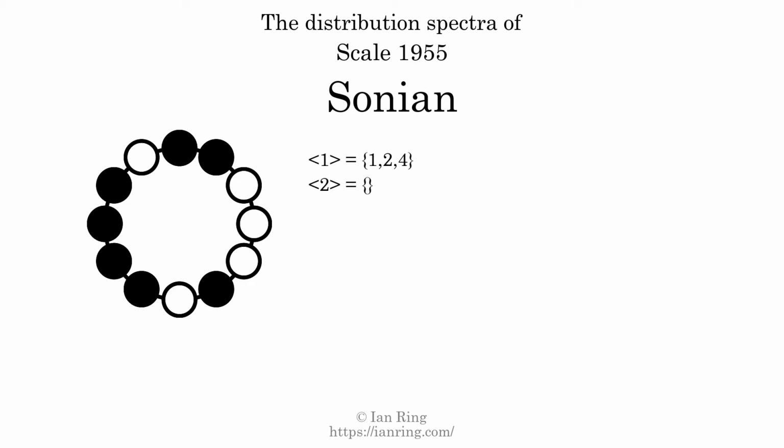The generic interval of 2 scale steps comes in 4 different specific interval sizes. 2 semitones, 3 semitones, 5 semitones, and 6 semitones. The spectrum width of this generic interval is 4.